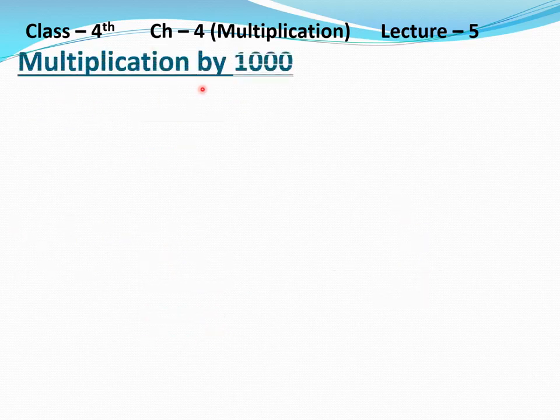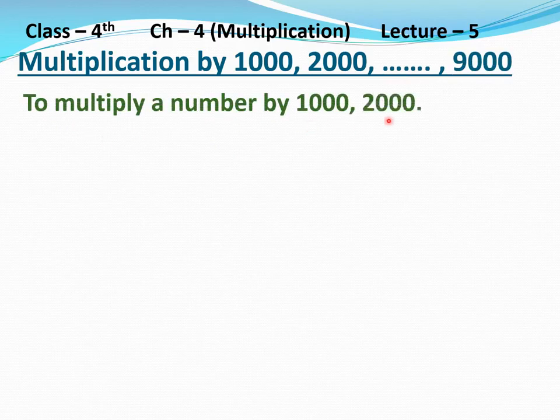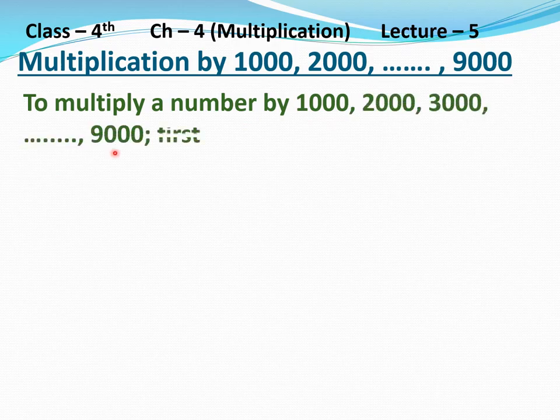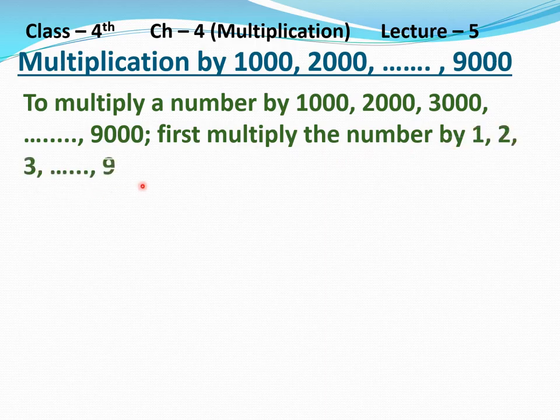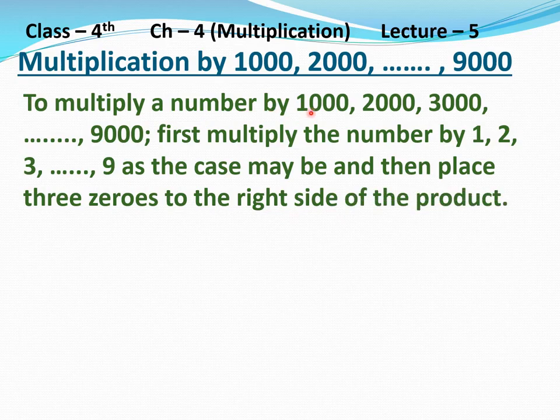Now multiplication by 1000, 2000 and so on up to 9000. See, to multiply a number by 1000, 2000, 3000 and so on up to 9000, first multiply the number by 1, 2, 3 and so on up to 9 as the case may be, and then place 3 zeros to the right side of the product. Clear?